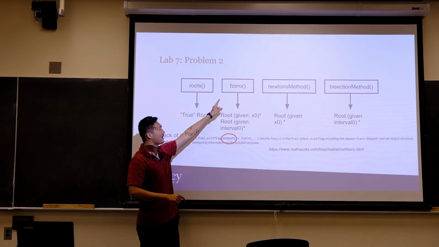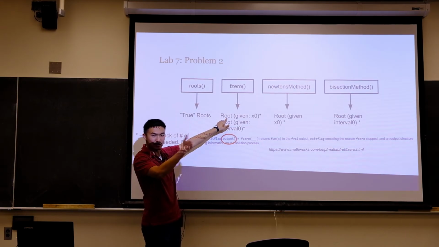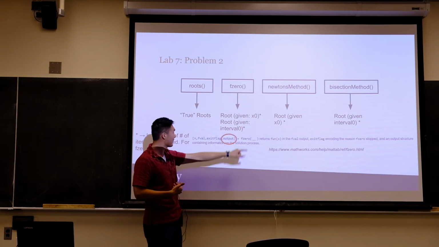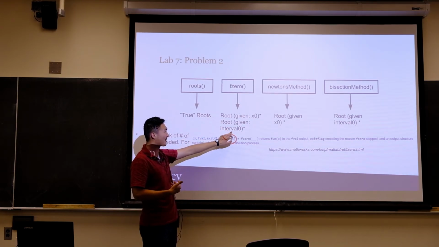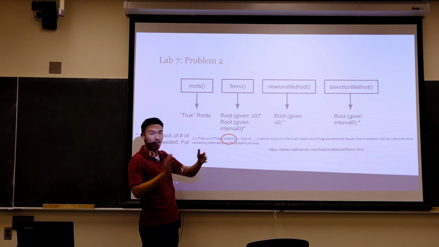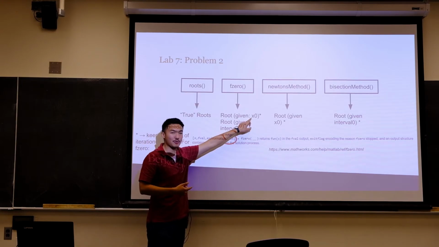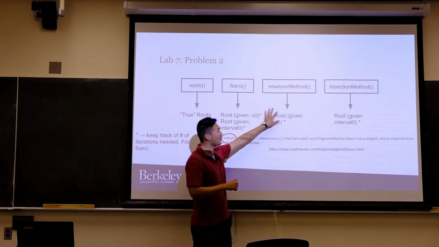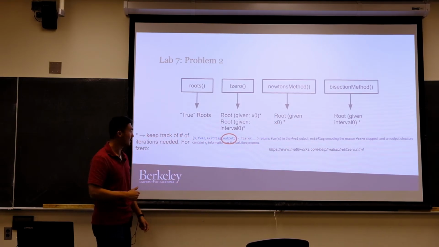Then you're going to use fzero to find what it perceives to be the root, given an x naught, an initial guess. You're also going to find another root approximation when you're given an interval as the initial step. Instead of one initial guess, you're given an interval. Then you're going to run your 2 functions and get the roots back from those 2 functions.